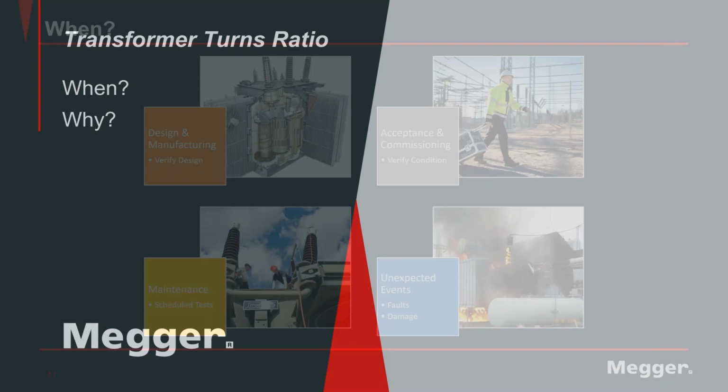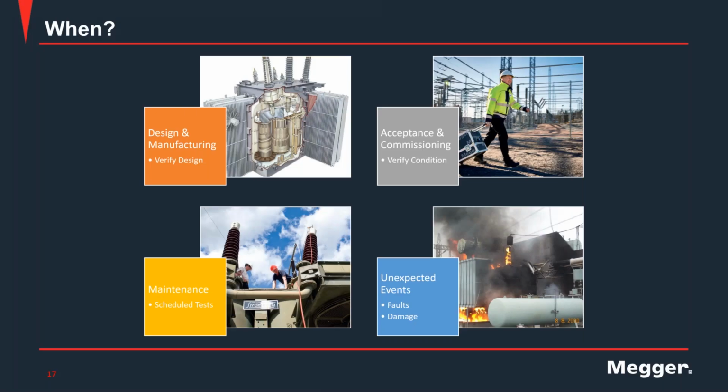On the when, if we want to explain it in one sentence, it is throughout the life of the transformer. You see here, TTR is so important, right? We are actually testing one of the fundamental functions of the transformer, which is to step up or step down a voltage, right? So again, being one of the fundamental principles of operation of the unit, we want to make sure that we are on the right track when we are designing and manufacturing the unit, right?